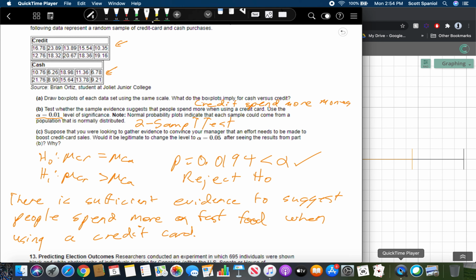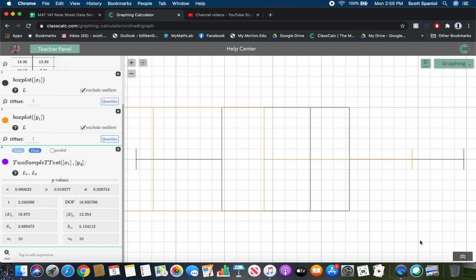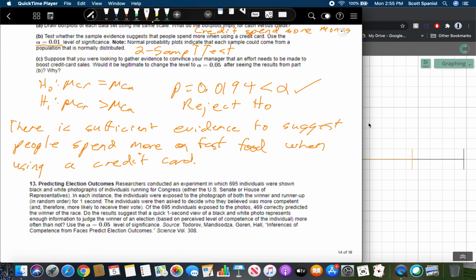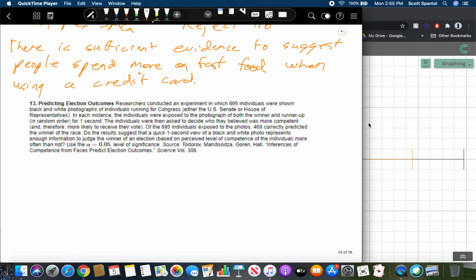Okay, so let's go ahead and skip. I'm just going to skip part C, although it would be unethical to change the level of significance to match what your data results are, although my data results say that it doesn't really matter in this case, although that might mean that I have a typo in my data set. Okay, so let's keep going.